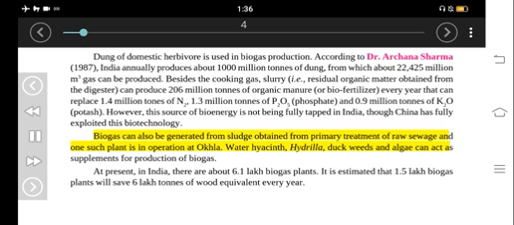Biogas can also be generated from sludge obtained from primary treatment of raw sewage, and one such plant is in operation at Okhla. Water hyacinth, hydrilla, duckweeds and algae can act as supplements for production of biogas. At present, in India, there are about 6.1 lakh biogas plants. It is estimated that 1.5 lakh biogas plants will save 6 lakh tons of wood equivalent every year.